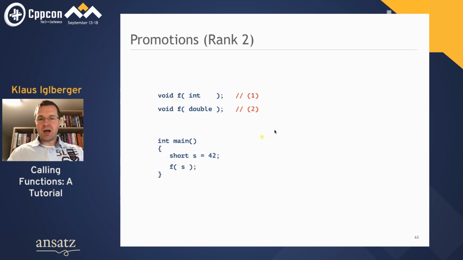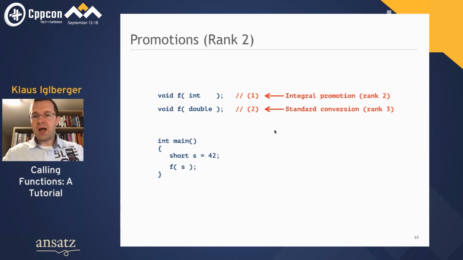So for instance here, I have a short, again set to 42, and I call f with this short. I only have a function f that takes an int and one that takes a double. From everything I've said so far, you would assume it's both conversions, but now I mentioned these promotions. The first function is actually a special kind of conversion, short to int. It gets a rank 2, and the other one gets only a rank 3. So function 1 wins because it is better ranked. So as a lower rank, I prefer the promotion to the standard conversion.